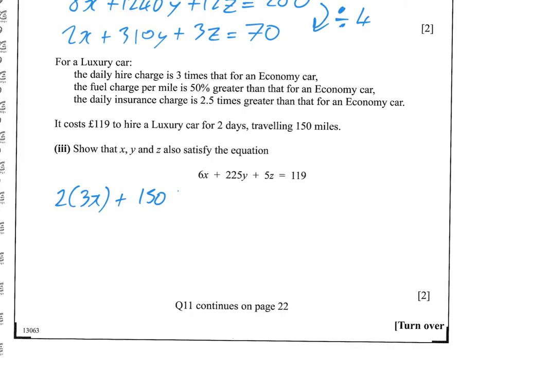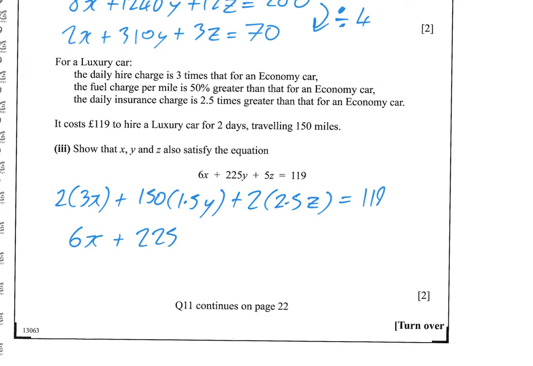You've got 150 miles, and it costs 50% more, so 1.5 times your original y, and then plus 2 times z, because you've got 2 days, but the insurance is 2.5 times greater, and that costs you £119. So to get this one, it's just tidying up. So if you tidy up, you're going to get 6x plus 225y plus 5z is equal to 119, and that's how you get your equation 3.